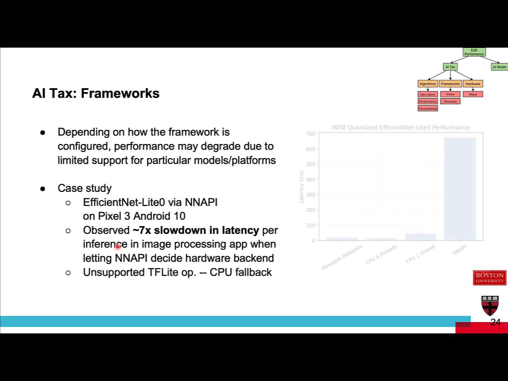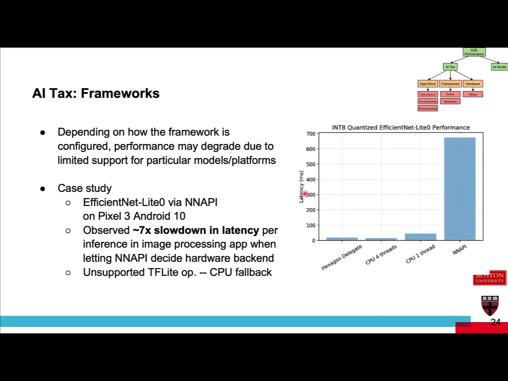Let me show you the chart and explain what's going on behind the scenes. On the y-axis, we're looking at latency per inference, and on the x-axis, we're looking at different ways to execute the network. So here we're seeing what happens when the TF Lite engine is using the Hexagon delegate backend. We see that inference is remarkably fast. We're comparing this against TF Lite doing the inference with CPU 4 threads and CPU 1 thread. In both these cases, we see that the inference is still much better than NNAPI. Now, NNAPI is a completely different framework.